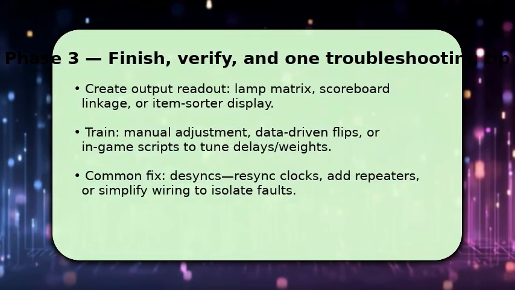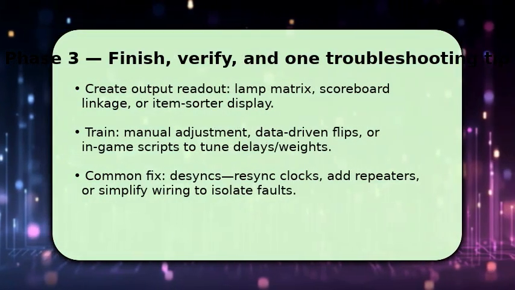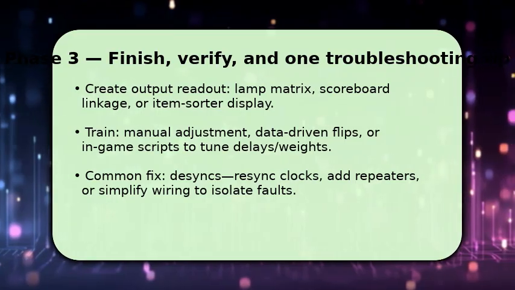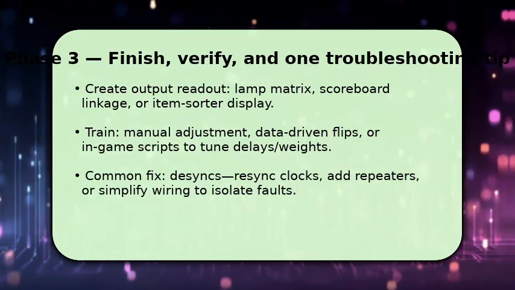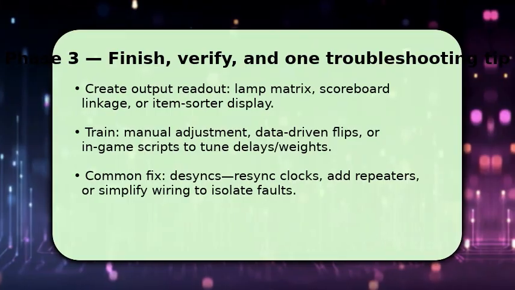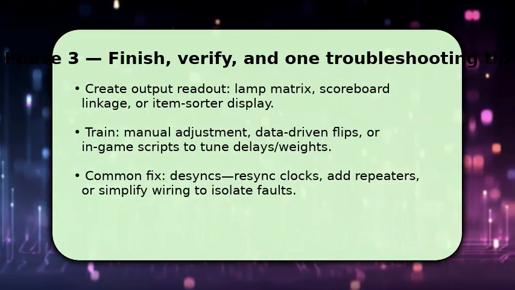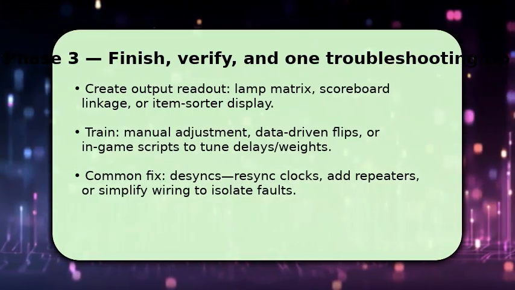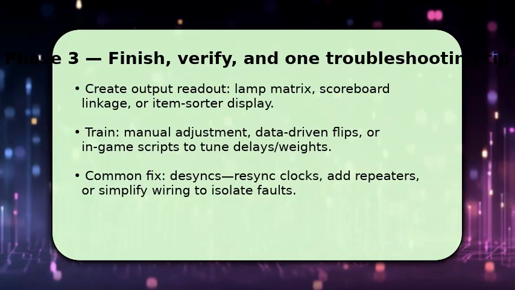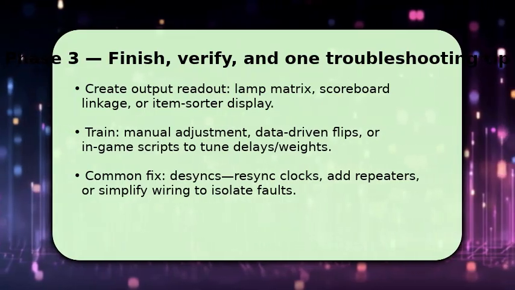Finally, hook the last layer to a clear output, a lamp matrix or item-based display, so you can read predictions quickly because visible feedback speeds iteration. Then train by adjusting pulse lengths or item counts. You can use recorded examples to tune weights or build in-game scripts to automate batch updates.